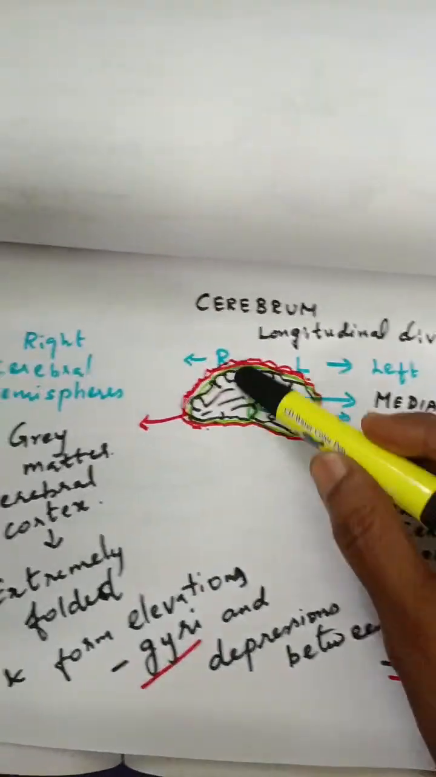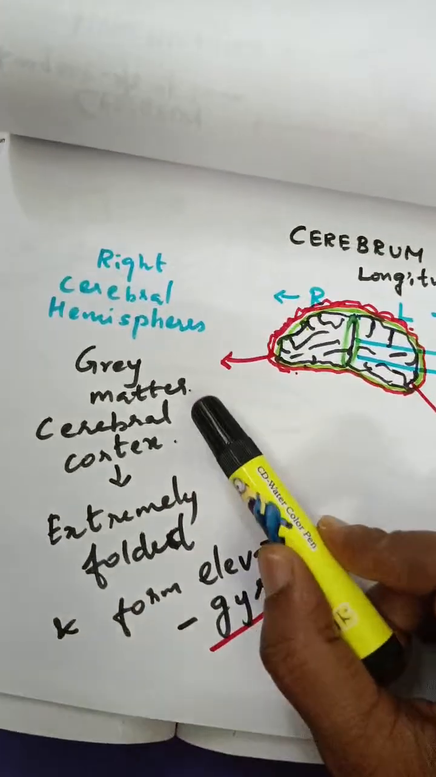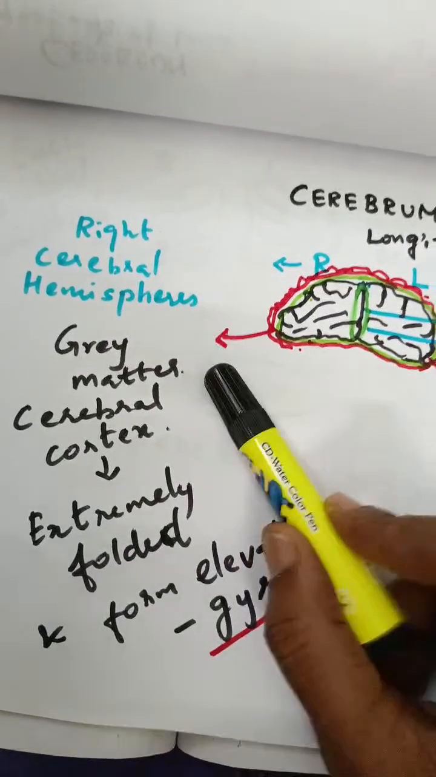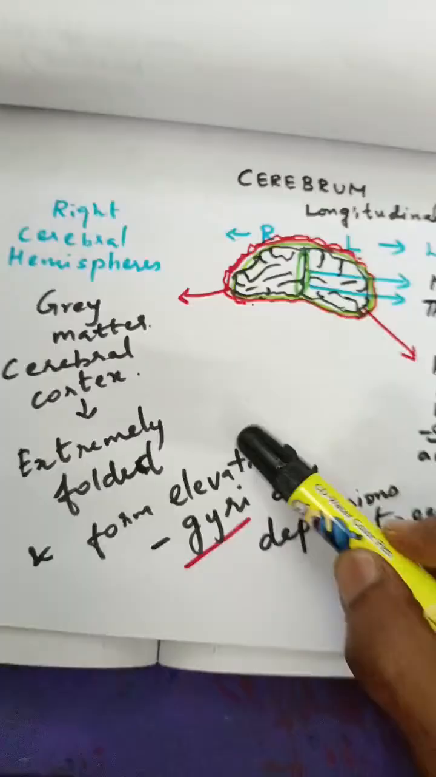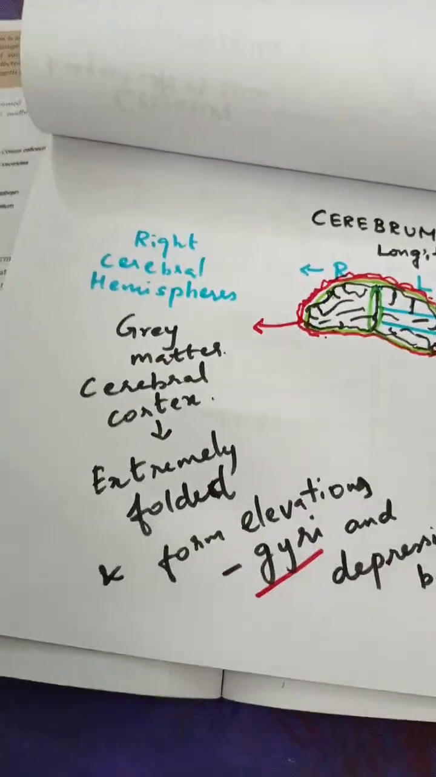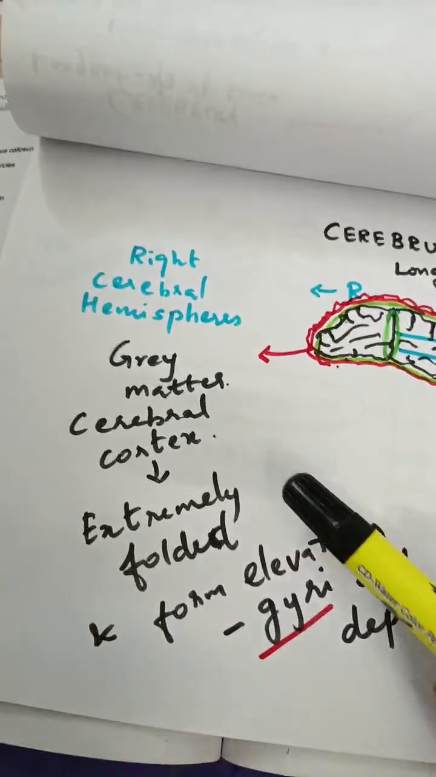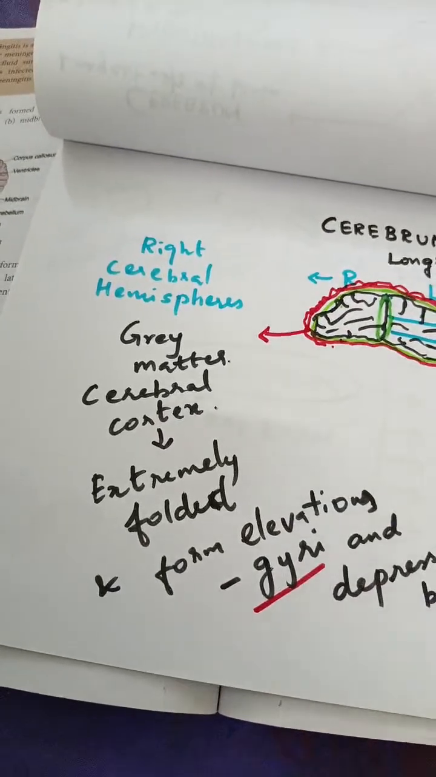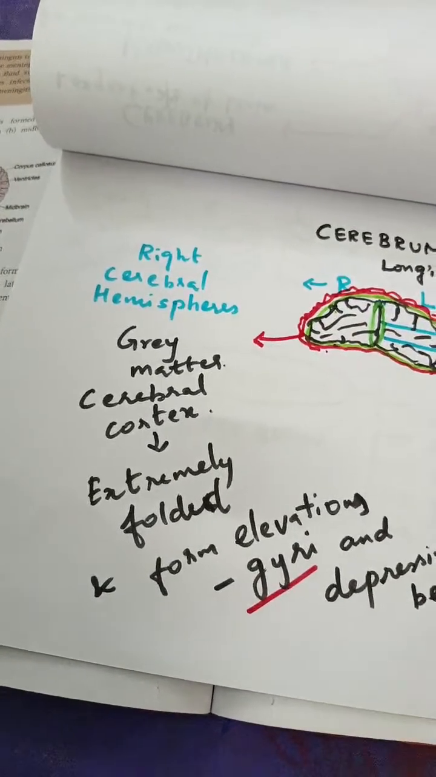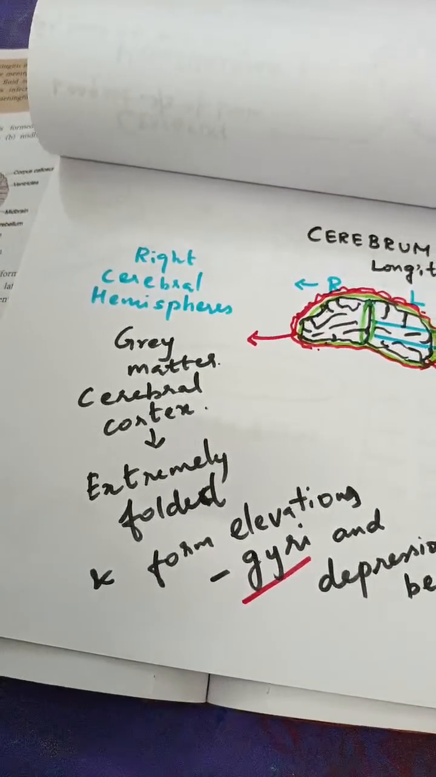Okay, and the next, we have seen about the cerebral cortex, that is nothing but the gray matter, isn't it? So this gray matter, if you see, is extremely folded. How will it be folded? Like up and down, up and down. That will be the peak and then the depression, peak and depression, like that.